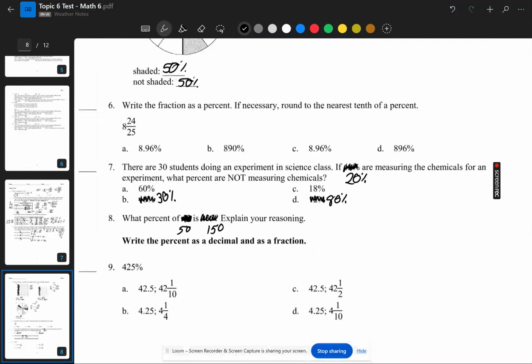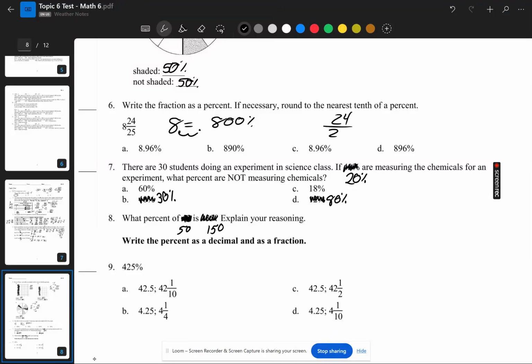Number 6, write the fraction as a percent. If necessary, round to the nearest tenth. We'll see if it's necessary. 8 is already just, if I make this a percent, I move it twice to the right. That's 800%. So then I just need to add 24 out of 25 to that.